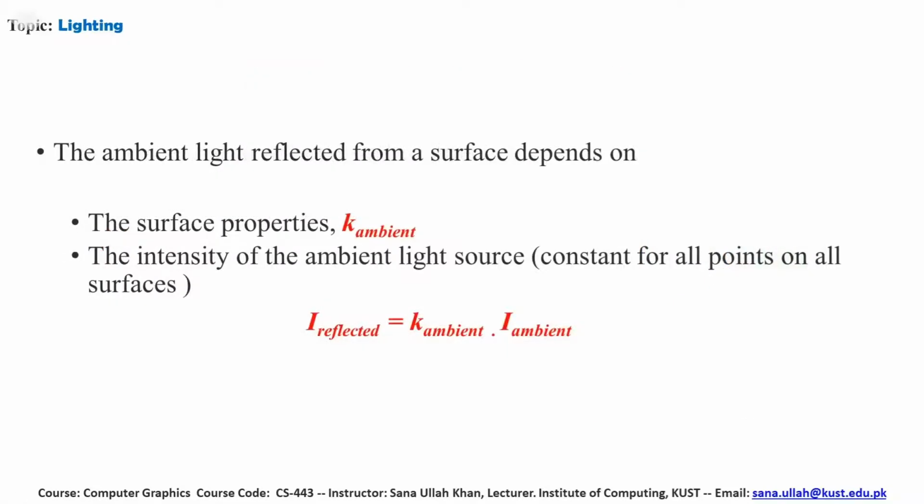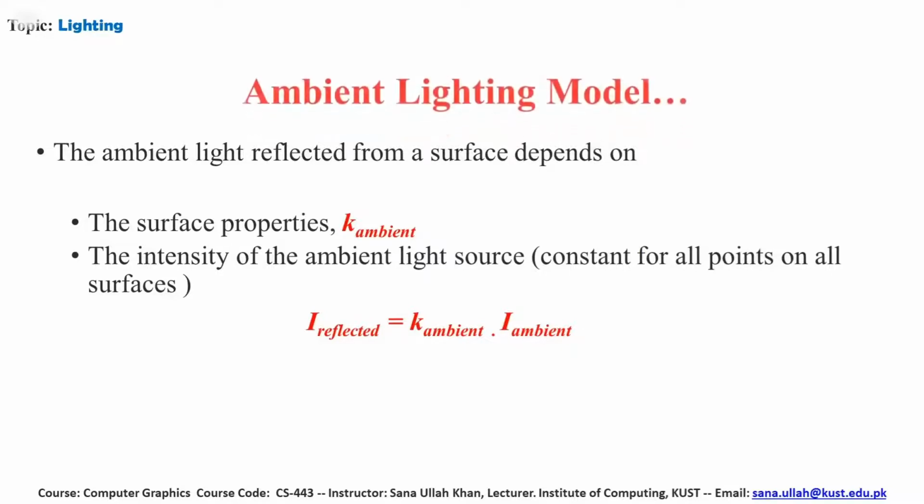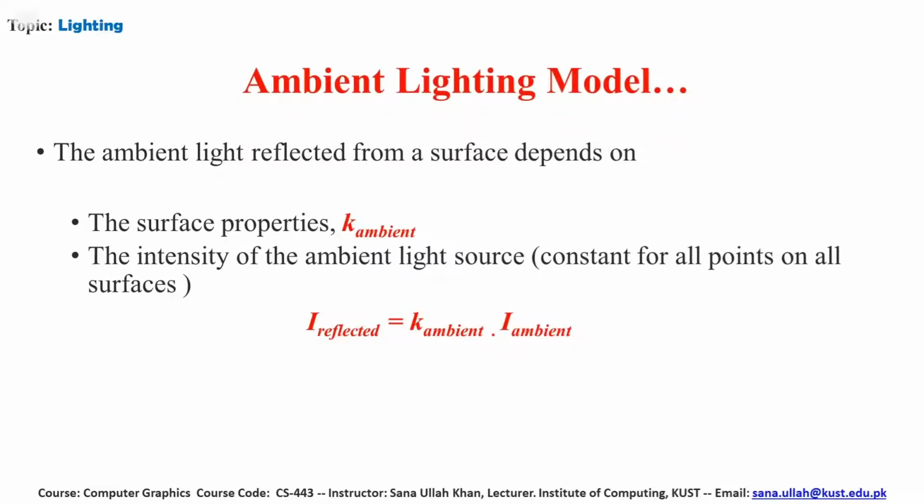The ambient light reflected from a surface depends on the surface properties, which is denoted by K ambient. The intensity of the ambient light source is constant for all points on all surfaces. So I reflected is equal to K ambient, the surface property, multiplied by the source light intensity. After this multiplication, we get the I reflected model.